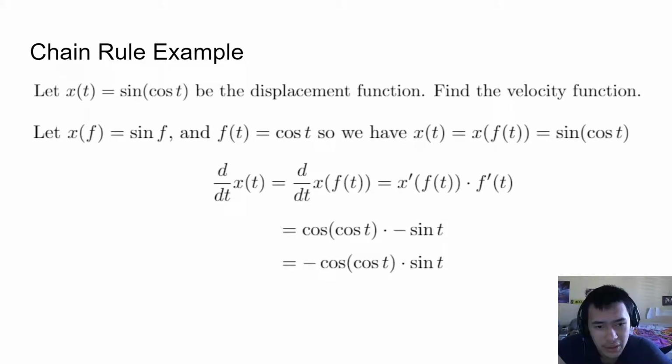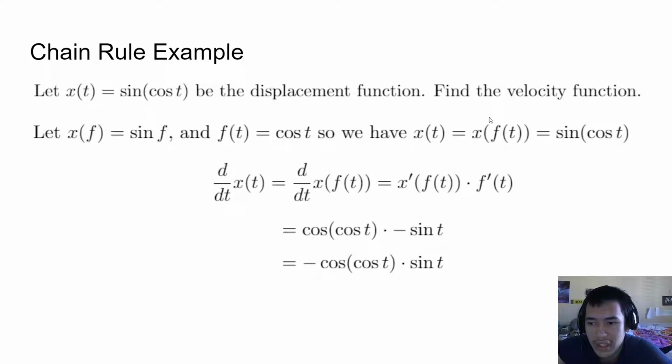Now for this one, we're going to define x in terms of f. So we're going to have x of f equals sine of f. This is just the outer function, and we're replacing cosine of t with just a new variable f because it's easier to deal with that way. And then we're going to make f a function of t and have it equal to cosine of t.